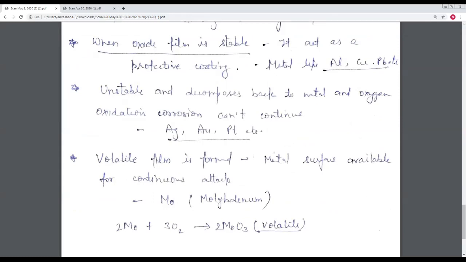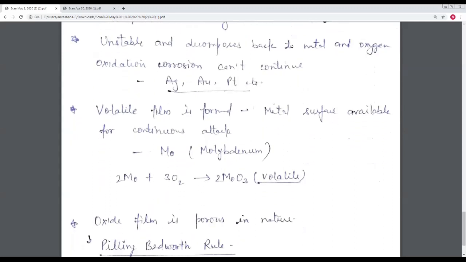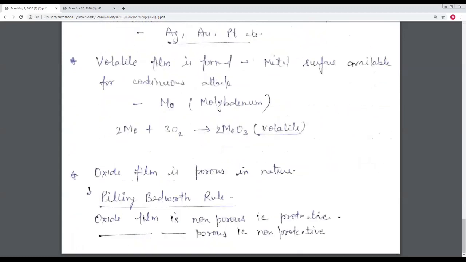The metal which forms this type of volatile layer is called molybdenum. The metal is molybdenum which forms the volatile layer. So this is the reaction: Mo plus 3O2 gives 2MoO3, that is called the metal oxide or molybdenum oxide. That forms the volatile layer.